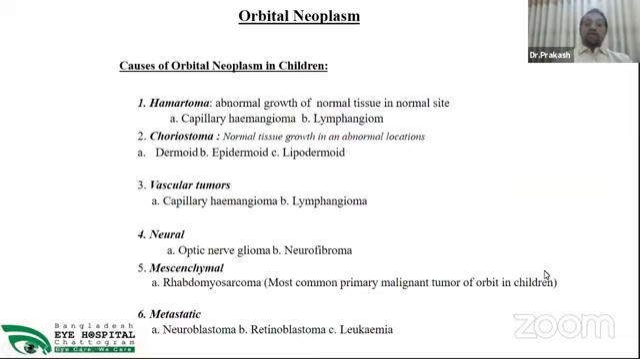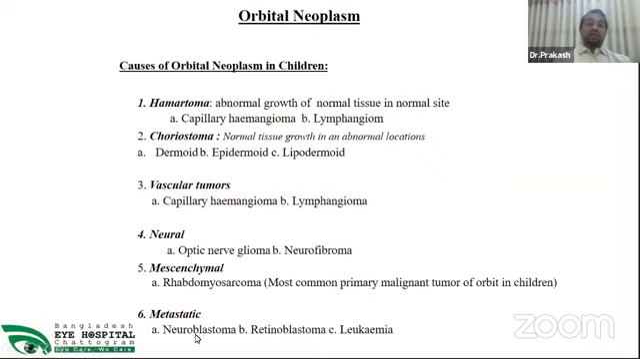So in children, sometimes in the viva or MCQ, students may get confused. The most common malignant tumor of the orbit is rhabdomyosarcoma, but the most common primary malignant tumor of the eyeball is retinoblastoma. So retinoblastoma is the tumor of the eyeball. Rhabdomyosarcoma is the malignant tumor of the orbit. So there is a difference between the orbit and the eyeball.